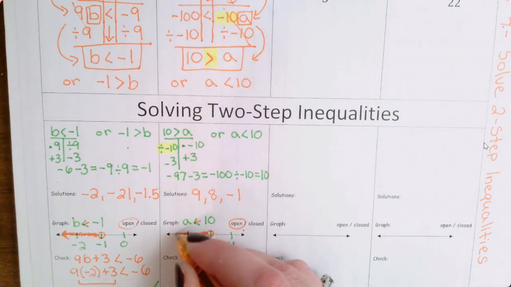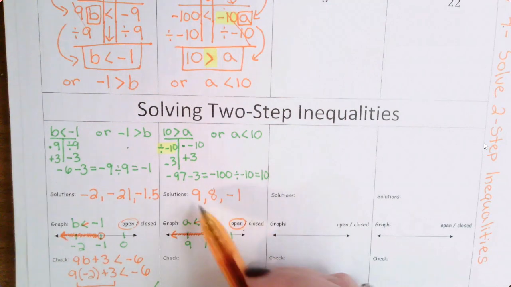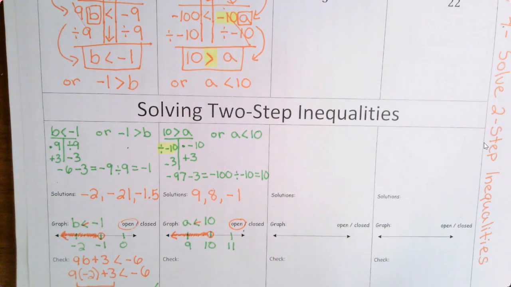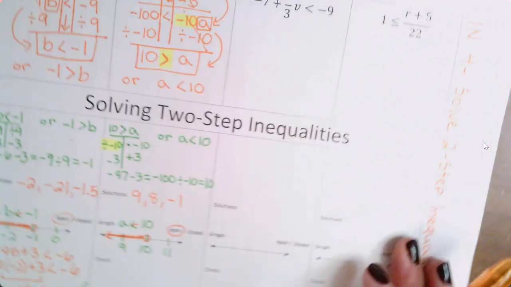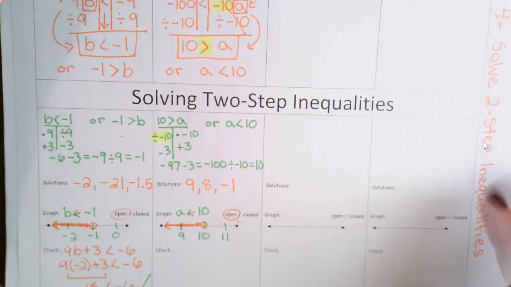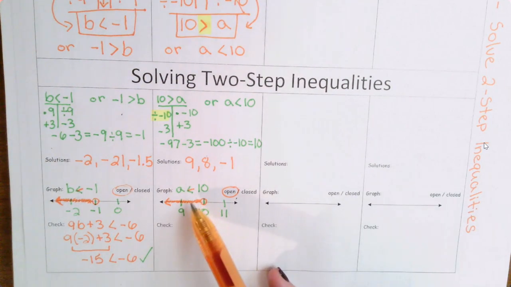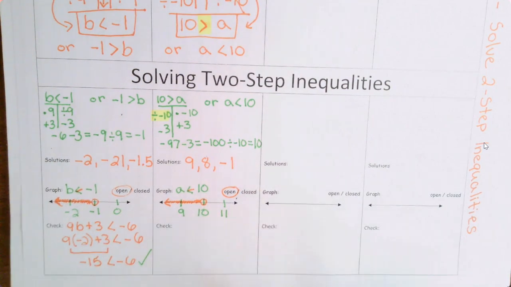And again, 9 was one of the solutions that we listed. Anything where there's shading is a possible solution. That's why we don't shade in the 10 if it did not have an or equal to sign, because there would not be shading there because it's not a possible solution. 10 is not less than itself.